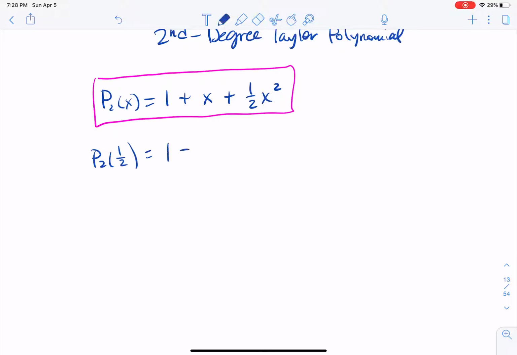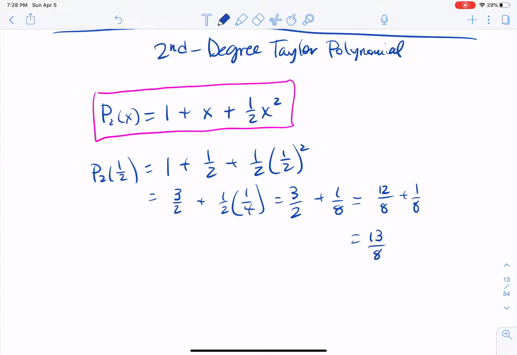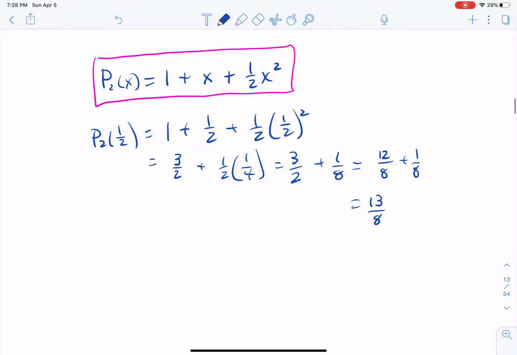Okay, 1 plus a half times a half squared. Right? And in terms of AP tests, that would be perfectly acceptable as an answer, as a safe stop, especially if it's a non-calculator question. But I'm going to go ahead and keep going with this. So 3/2 plus a half times a fourth. 3/2 plus an eighth. So 3/2 we can rewrite as eighths by multiplying by 4. I'd have 12 eighths plus 1/8. I get 13 eighths.